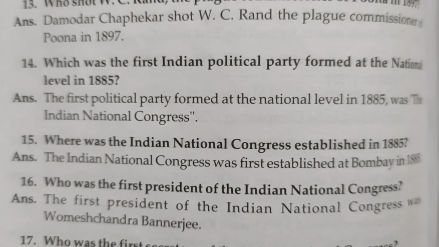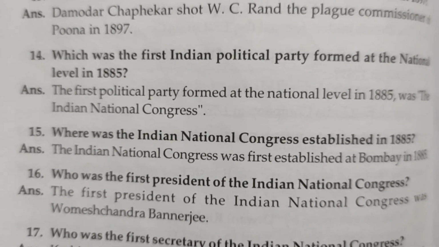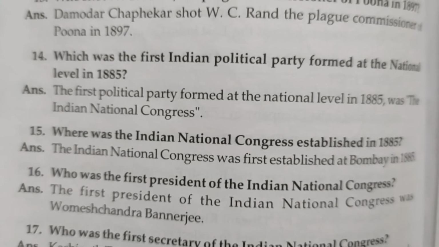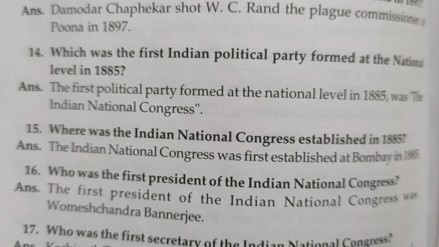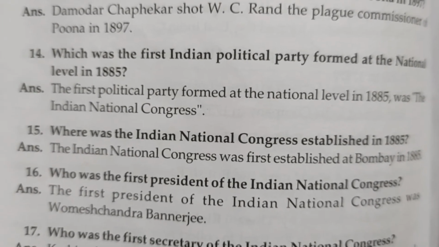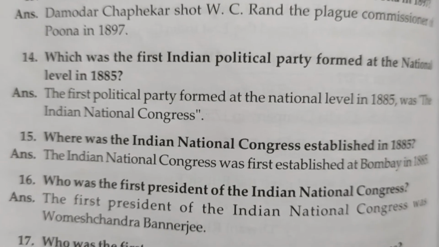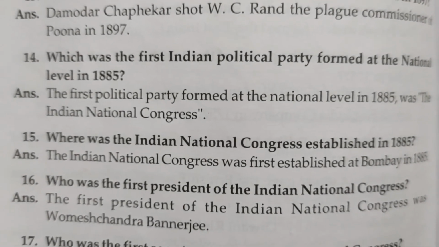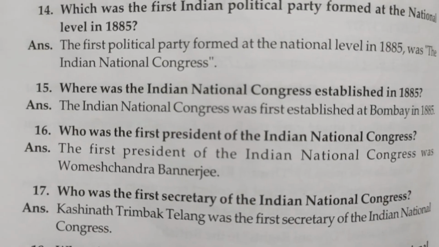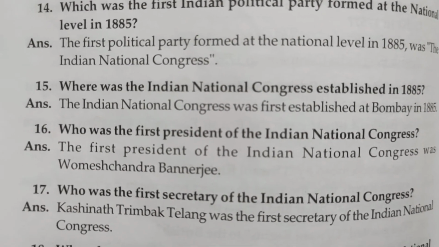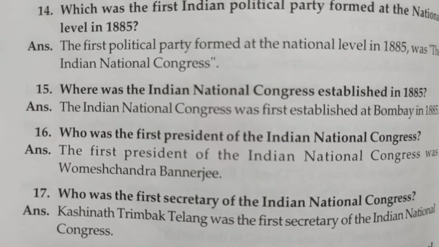Which was the first Indian political party formed at the national level in 1885? The first political party formed at the national level in 1885 was the Indian National Congress. Where was the Indian National Congress established in 1885? The Indian National Congress was first established at Bombay in 1885.